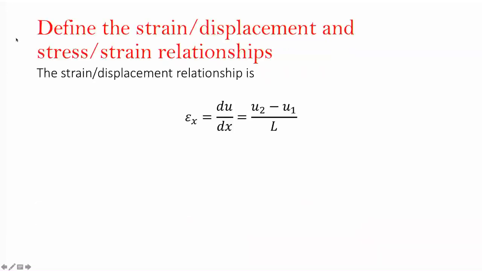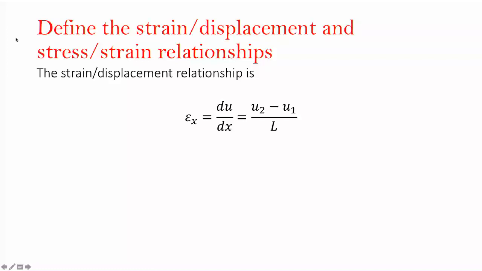After that, we need to know the relationship between the strain and displacement, and also the relationship between the strain and stress. In the spring element, it was very easy to find the relationship between the force and the displacement directly, right? F equals the spring constant times the deformation of the spring. But in the truss element, it would be a little bit more complicated.